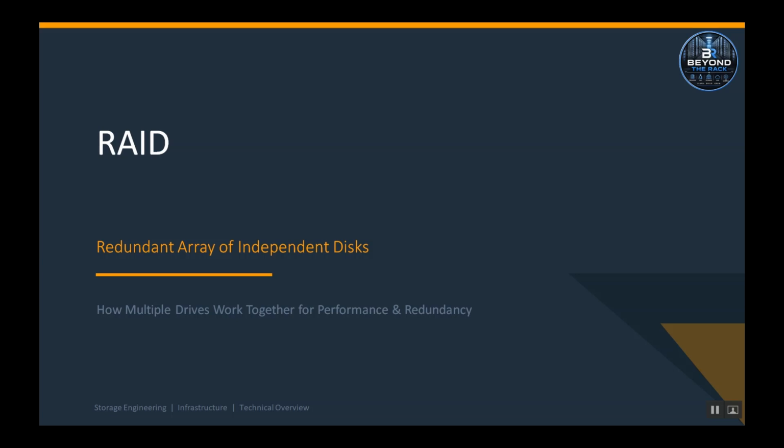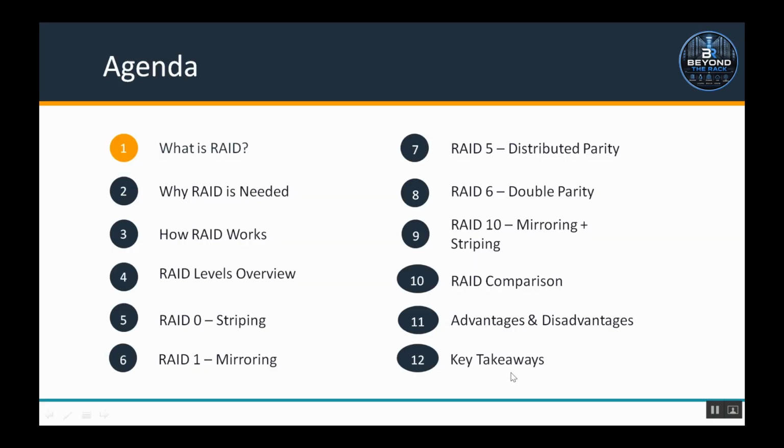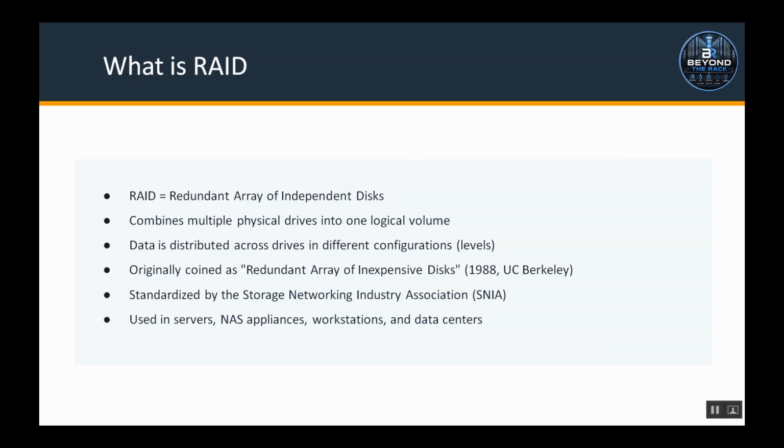Today we are going to discuss RAID, redundant array of independent disks, how multiple drives work together for performance and redundancy. Today's agenda: what is RAID, why RAID is needed, how RAID works, RAID levels overview, RAID 0 striping, RAID 1 mirroring, RAID 5 distributed parity, RAID 6 double parity, RAID 10 mirroring plus striping, RAID comparison, advantages and disadvantages, key takeaways. Let's see what is RAID.